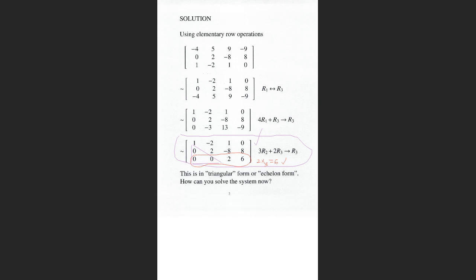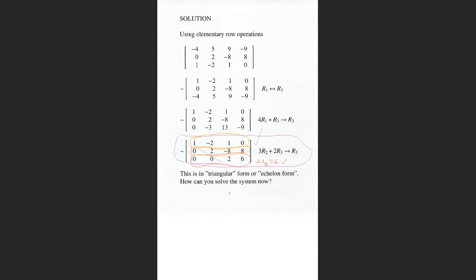And now you can take that variable x3 equals 2 and you can back substitute it in the second equation and solve for x2. And then you'll have x2 and x3, and you can back substitute those in the first equation to solve for x1. Okay? And that's okay to do that.